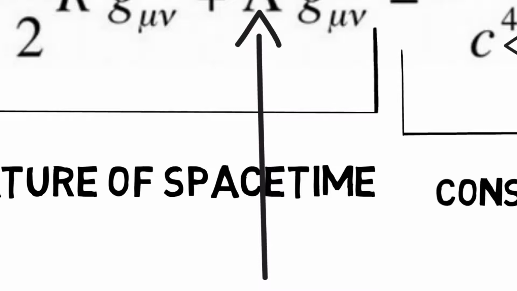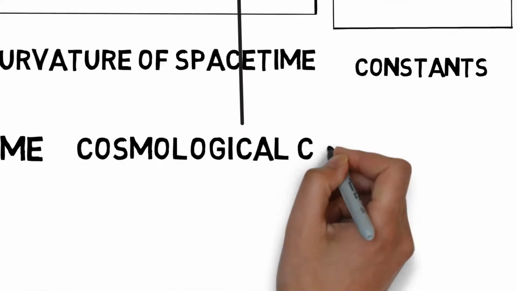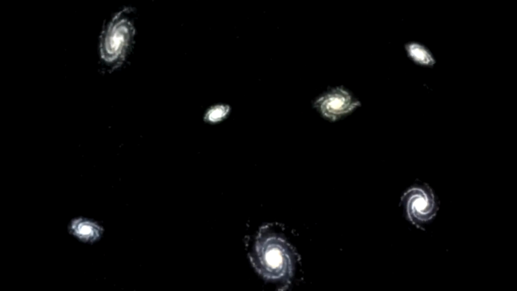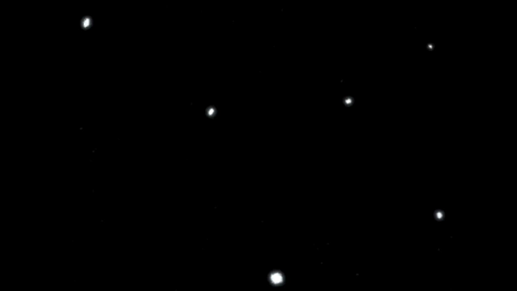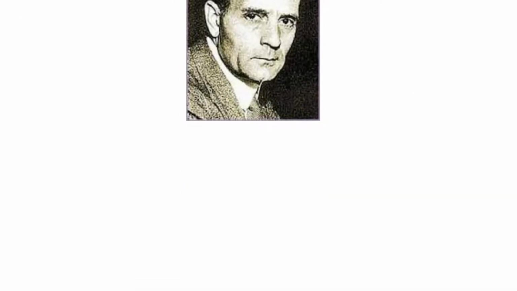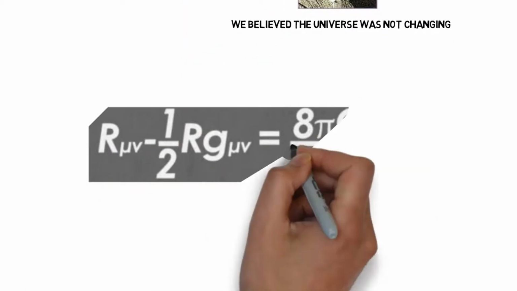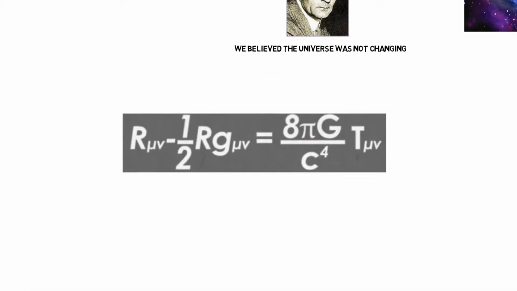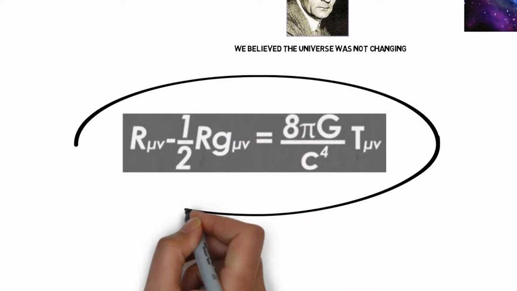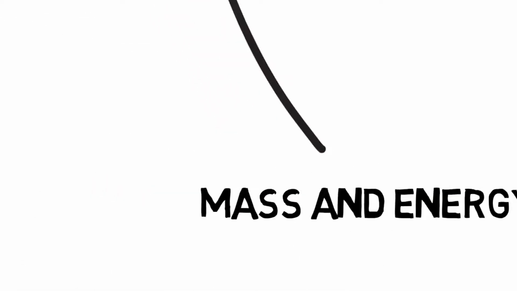The last variable is known as the cosmological constant. Nowadays we know the universe is expanding, but before Hubble discovered this, people believed that the universe wasn't changing at all. So Einstein fixed the equation as shown. To give an overview of the equation, we can say this, that the right side expresses mass and energy, and the left side describes how space-time curves.